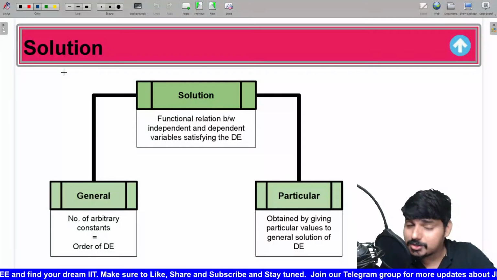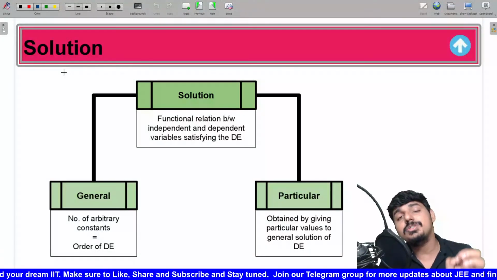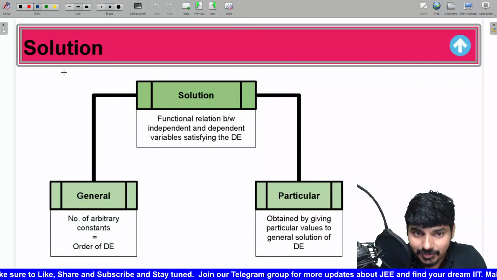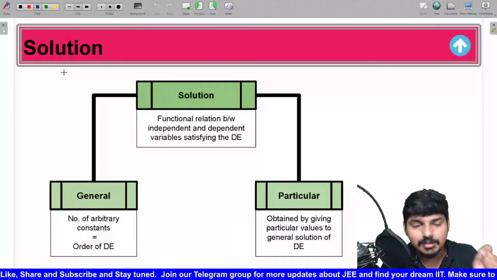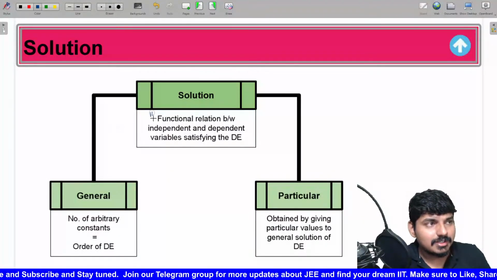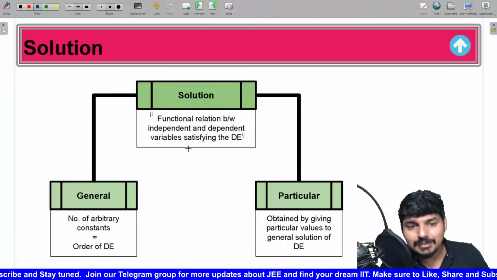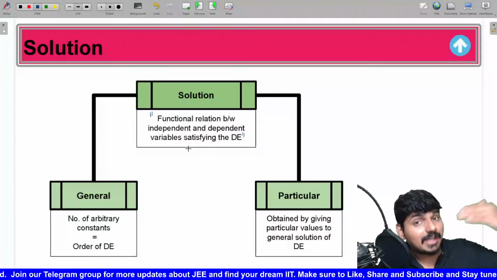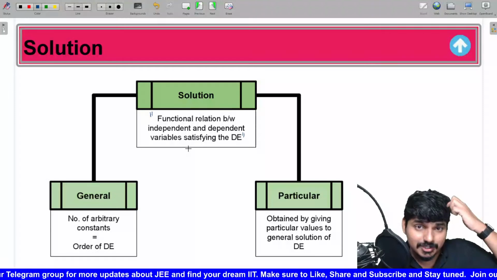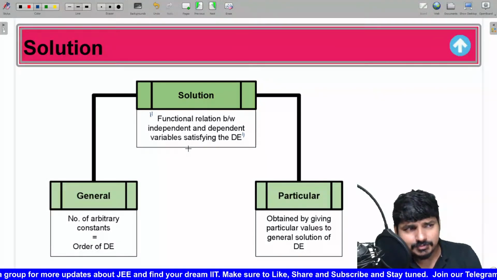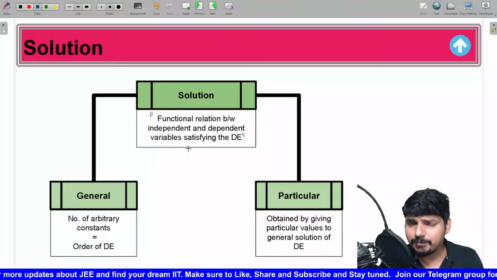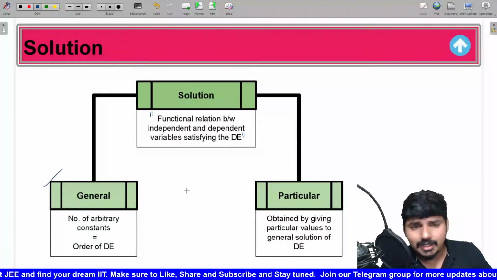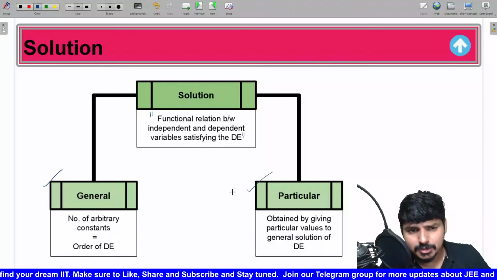And what is that solution going to be? The solution is going to be a function which is going to satisfy the differential equation. You can clearly see a functional relation between the independent variable and the dependent variable, which is going to satisfy the given differential equation, everyone. Now, in this particular solution, we have two types. One, we have a general solution. Another one, we have a particular solution.